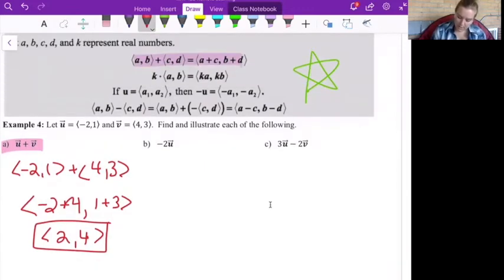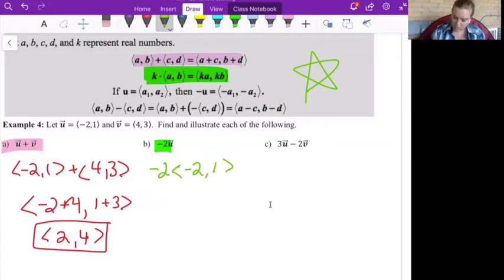Then if we have where it's multiplied, then it's sort of just like distribution. We're distributing the number into the vector. So this is going to be -2 times the vector -2, 1. And so then this would just be the vector 4, -2.